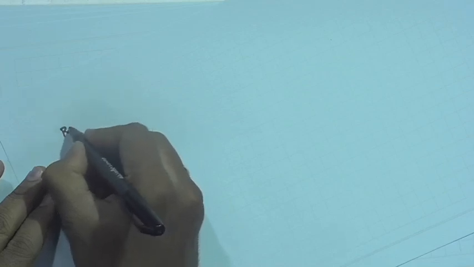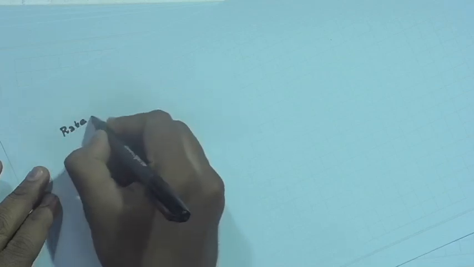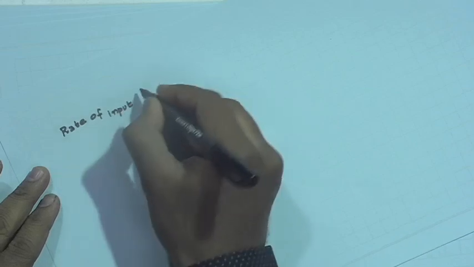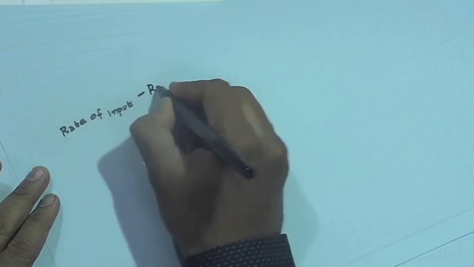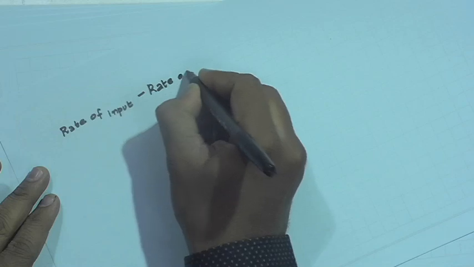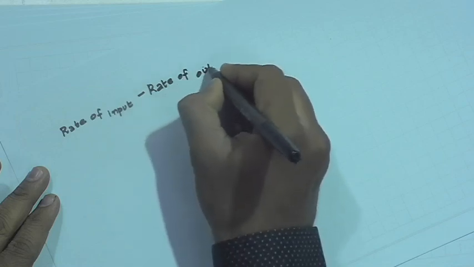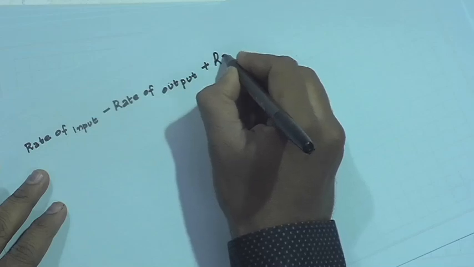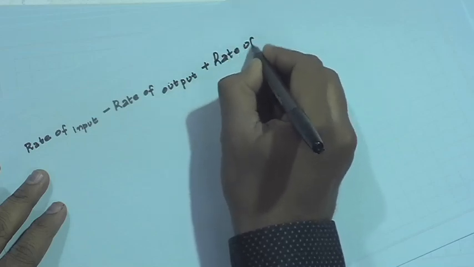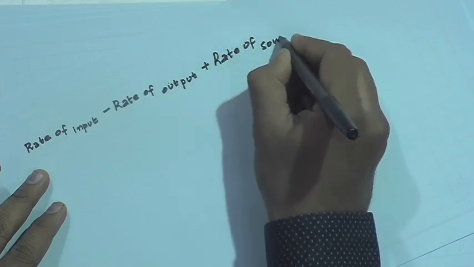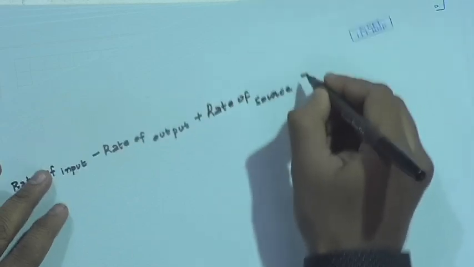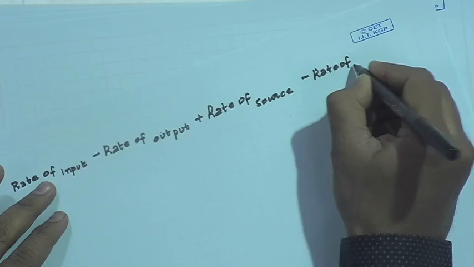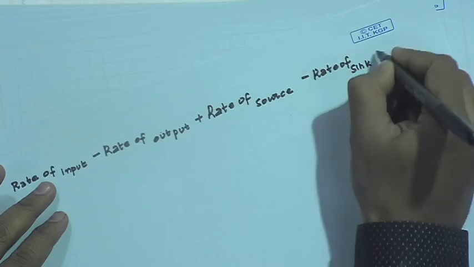Rate of input minus rate of output plus rate of source minus rate of sink is equal to 0.